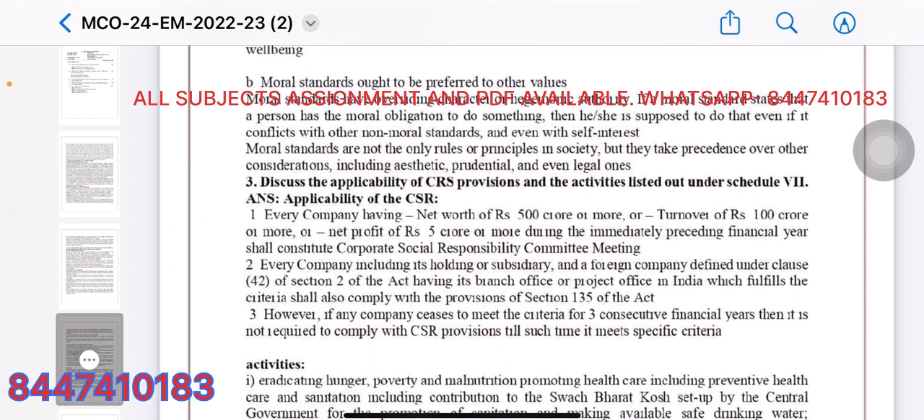Next question: discuss the applicability of CSR provisions and the activities listed under Schedule 7. Applicability of CSR: every company having net worth of 500 crore or more, turnover of rupees 1000 crore or more, or net profit of 5 crore or more during the immediately preceding financial year shall constitute a corporate social responsibility committee. Every company, including its holding or subsidiary, and a foreign company defined under Clause 42 of Section 2 of the Act, having its branch office or project office in India, which fulfills the criteria, shall also comply with the provisions of Section 135 of the Act.